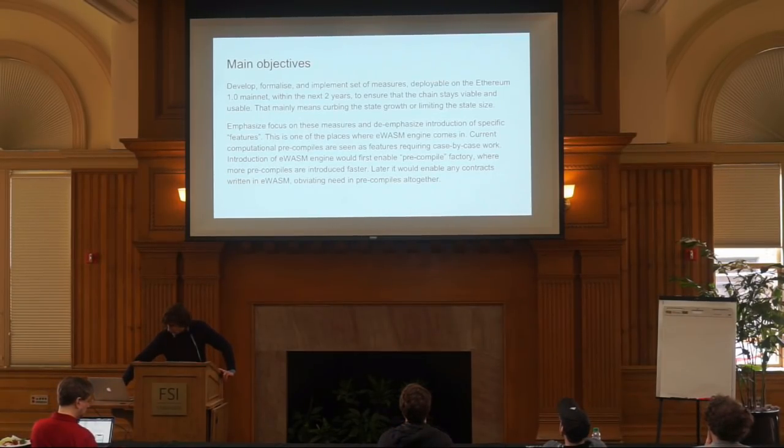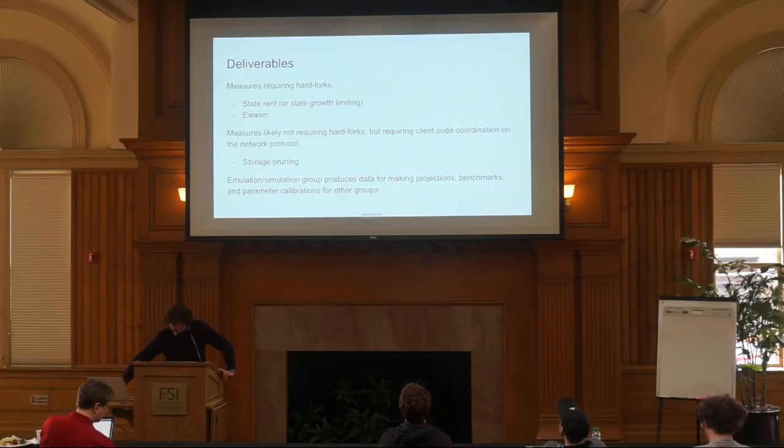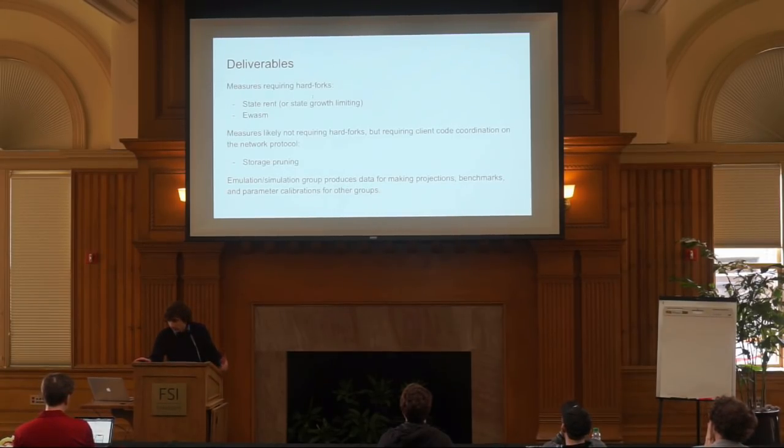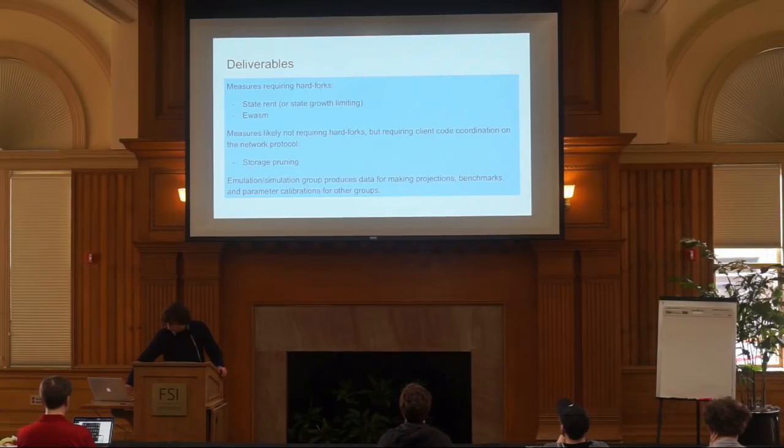And I think the deliverables could change as well. But out of the three working groups, there are two things which will definitely require hard forks if they are ever accepted. Storage pruning, at the moment, we're thinking might not require a hard fork, but it might, if we find out there's something we have to do to make this whole thing better. And at the moment, we're thinking about the emulation and simulation groups as a way to help others research things, but that's pretty much it.